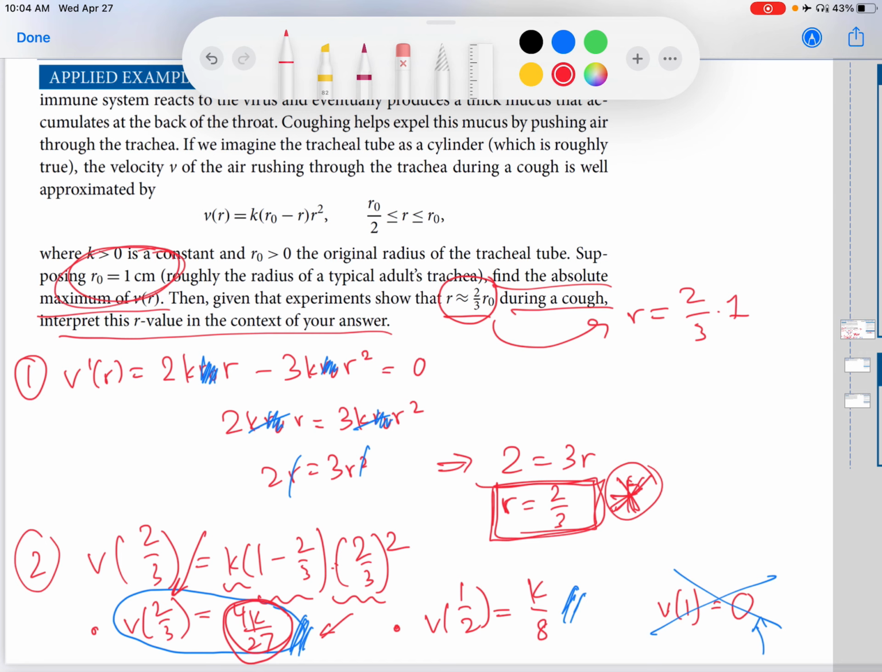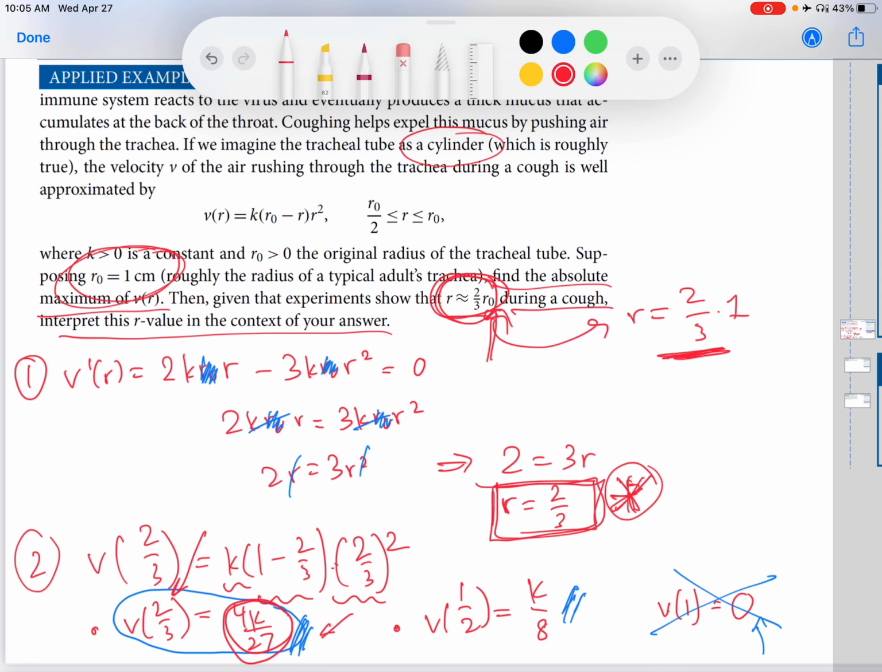So one thing we can say then is that it appears that what nature is doing, if this mathematical model is fairly accurate, which it can be in many instances, is contracting your trachea to 2/3 of its original radius. Again, we're assuming it's a cylinder. It's a big assumption.